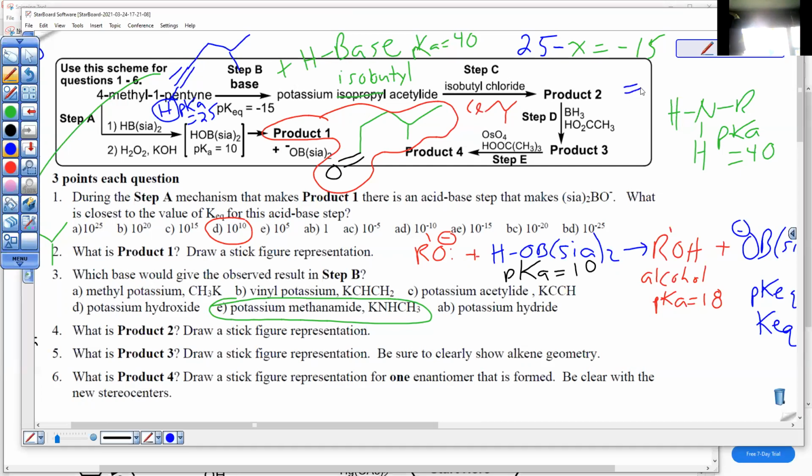Product 2 has this. And then the new bond, I'll put it in green, to the red CH2, 1, 2, 3, V. There's your isobutyl. That is a carbon right there. Just make sure we know that's a carbon. And we want a stick figure. That's it. Be sure that's it. Product 2, circle it.